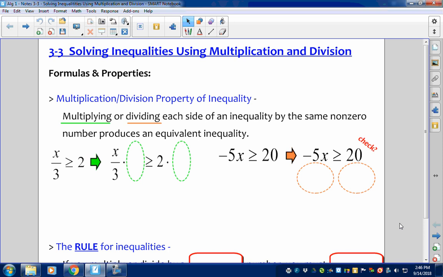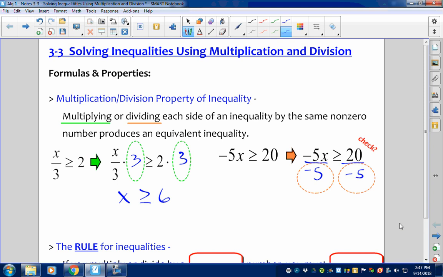So this first problem here, we see x over 3 is greater than or equal to 2. We can multiply each side by 3 here, and we end up with x is greater than or equal to 6. Works just like an equation. Now come over here and look at this division one. If we divide each side by -5 here and here, we get the following inequality: x is greater than or equal to -4.